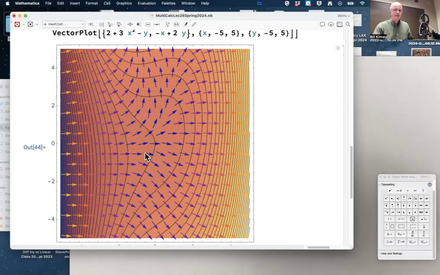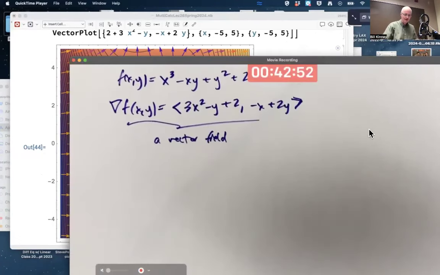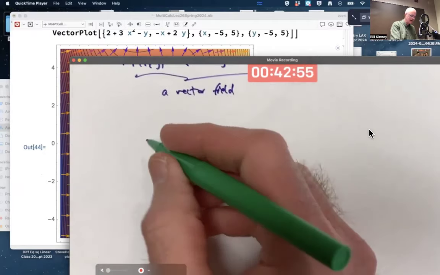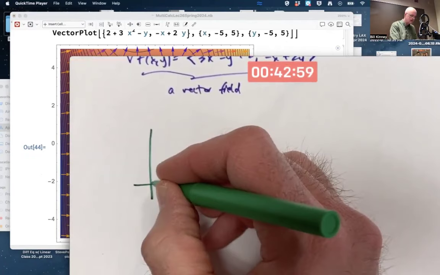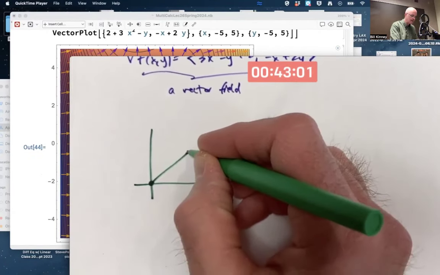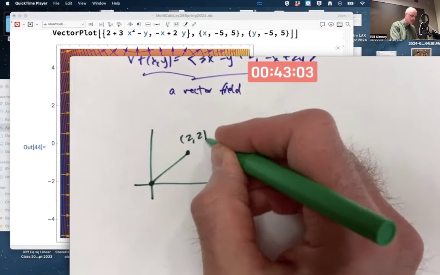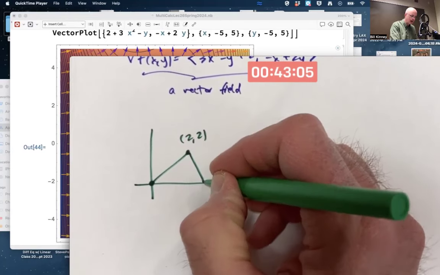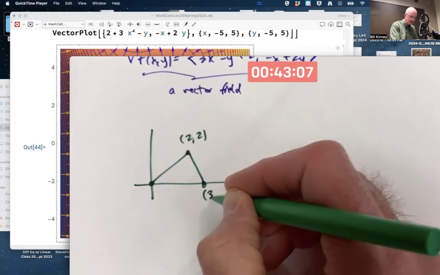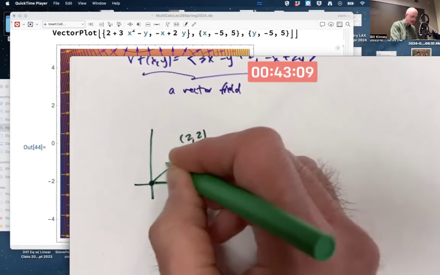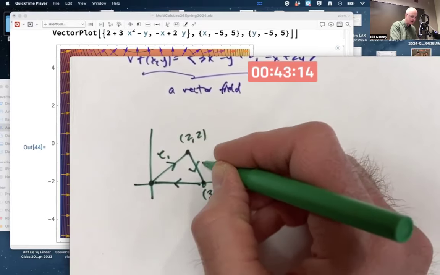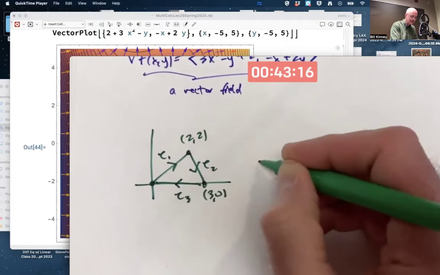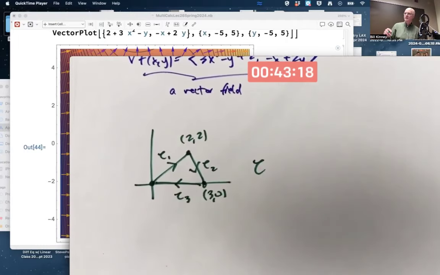Or maybe let's do a piecewise curve that ends up being, say, a triangle. Let's start at the origin, go to the point 2, 2, go down to the point 3, 0, and go back to the origin in that direction. Call this one C1, this one C2, and this one C3. C is the overall curve. First do C1, then do C2, then do C3.